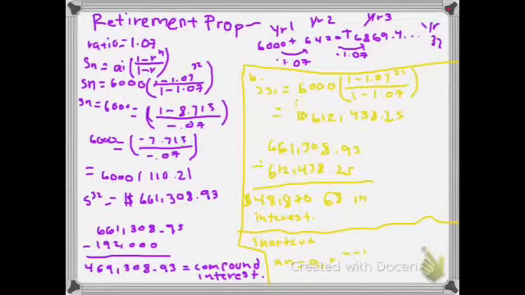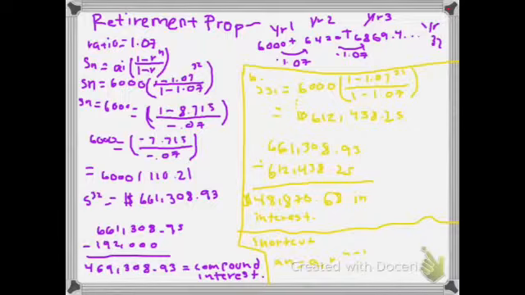You're going to subtract that by $192,000. Now the $192,000 is the amount that the person actually put in without gaining any interest over the 32-year period. So once you do that, you're going to have 469,308.93, and that's going to be your compound interest.